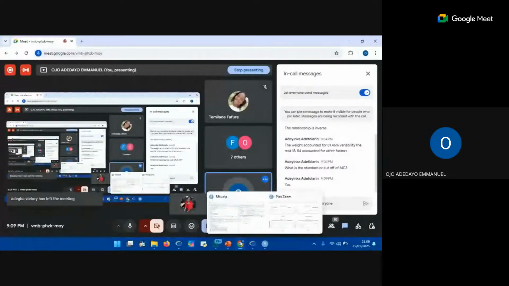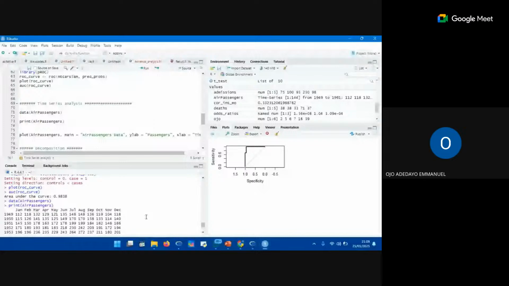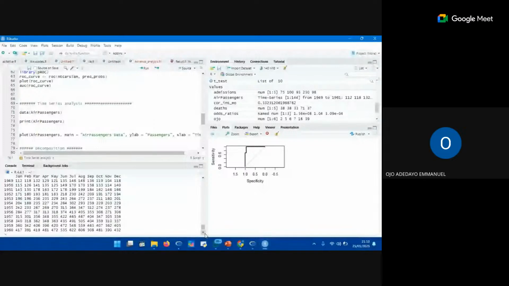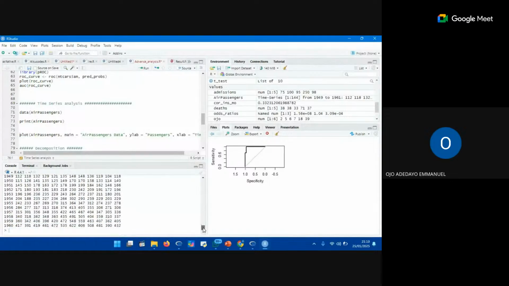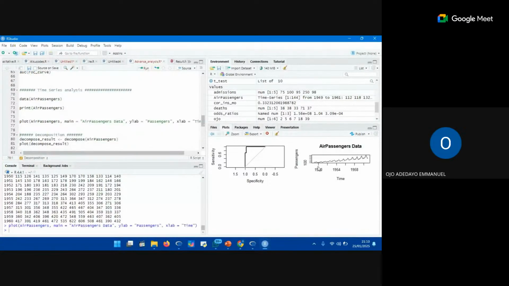I'm good. If you look at this December, then what is the year? The year is from 1949 to 1960. So in this particular period, they observed the passenger boarding from January 1949 up to 1960. That is the data that I want to use. Remember, the first thing you have to do is plot it, and let us see. This is the plotting.